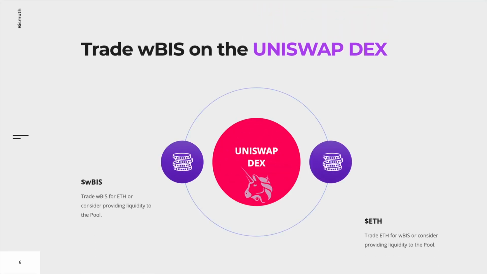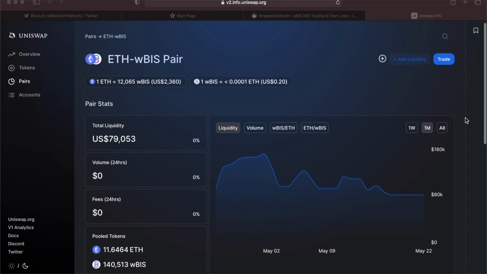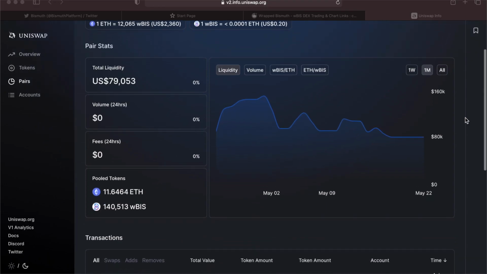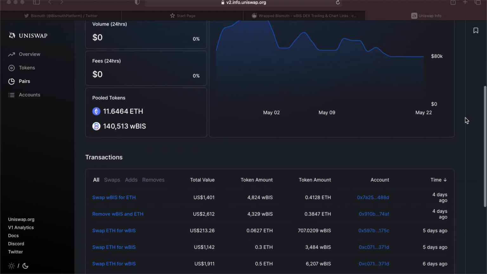After minting Bismuth, you are holding WBIS, which you could use for trading WBIS versus ETH on the Ethereum network. The biggest decentralized exchange is called Uniswap. It has the most trading volume of all decentralized exchanges. And on this slide, you see the Uniswap WBIS link, which also shows the trading pair after you head over to the Uniswap website.